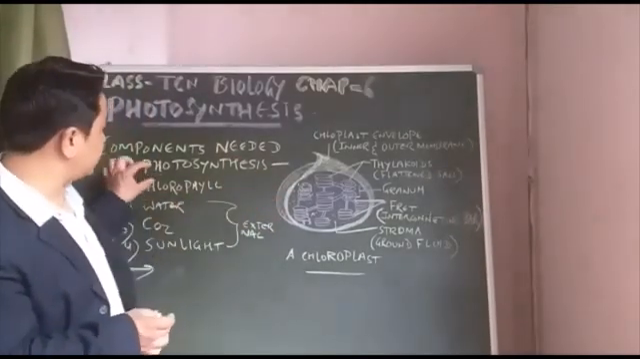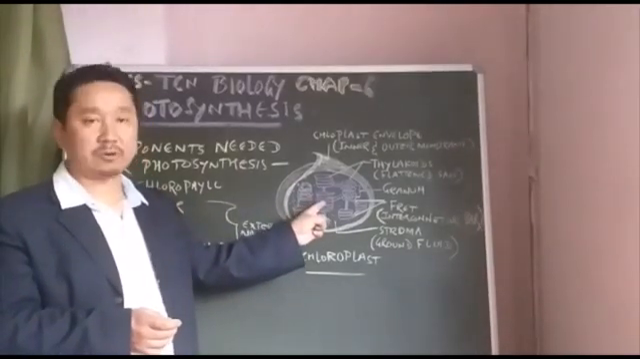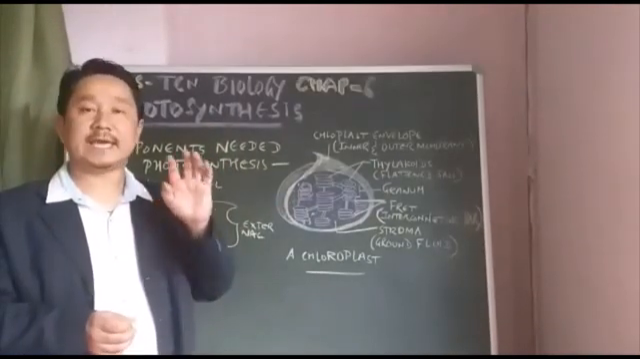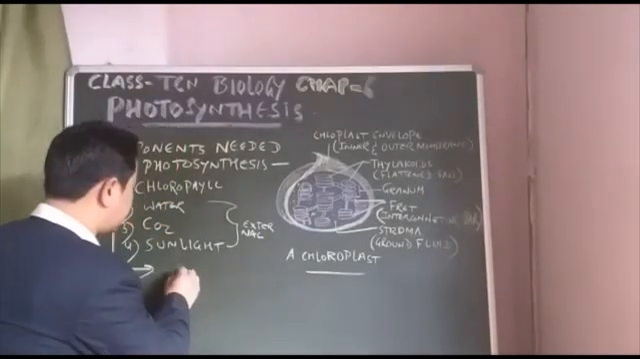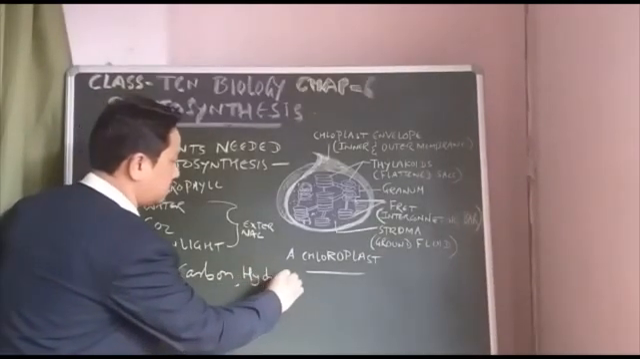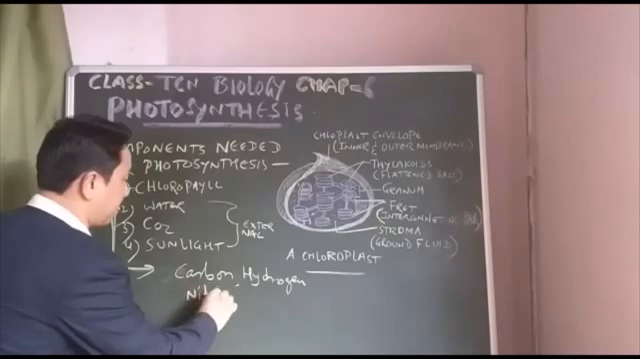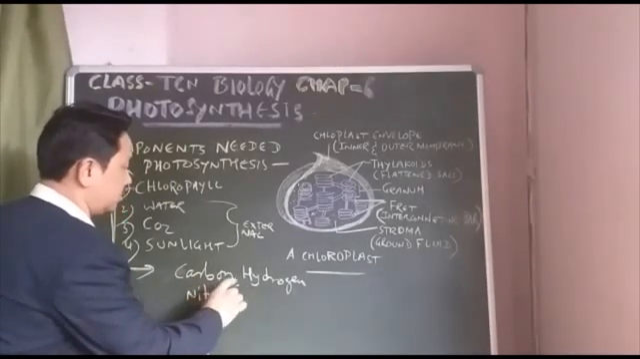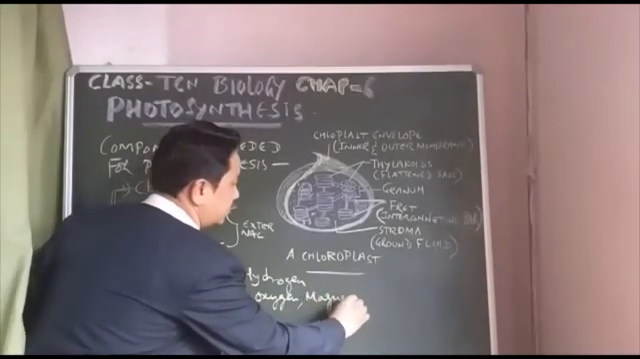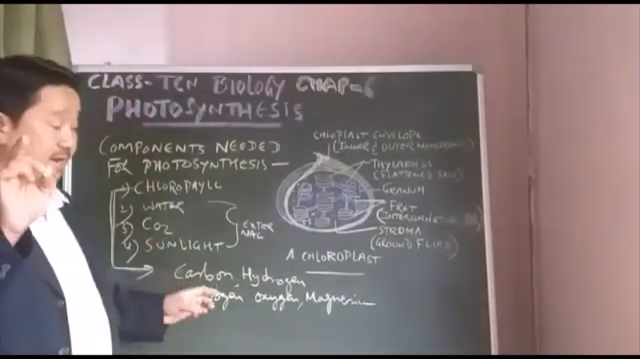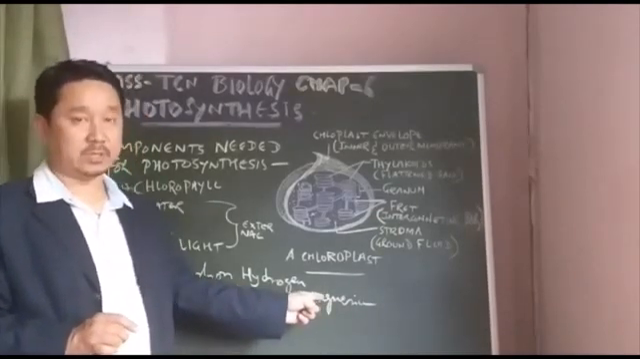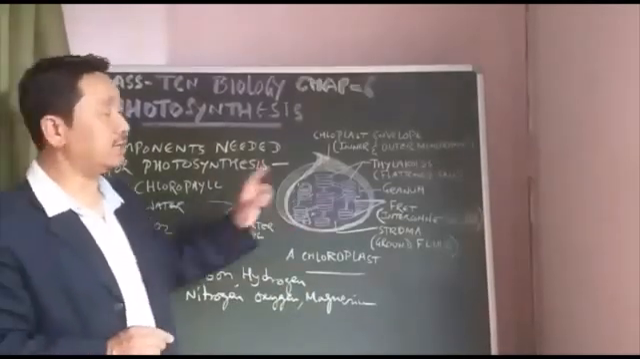Then, as I've told you, this chlorophyll is present in the wall of the thylakoids. Chlorophyll is composed of the elements carbon, hydrogen, nitrogen, oxygen and magnesium. So in chlorophyll we find mainly these elements: carbon, hydrogen, nitrogen, oxygen and magnesium, which is found here in the thylakoid itself.